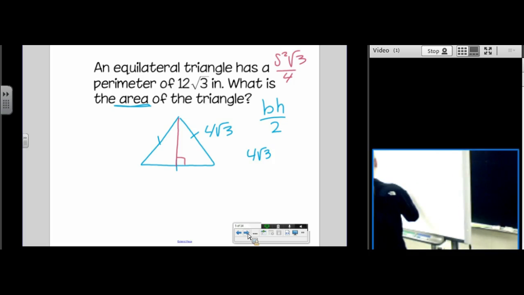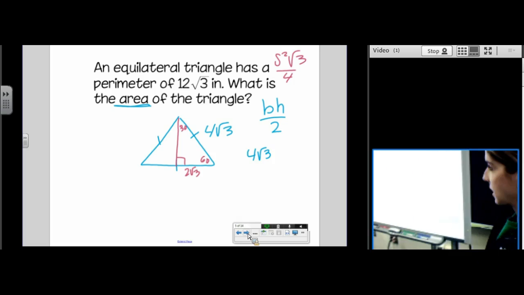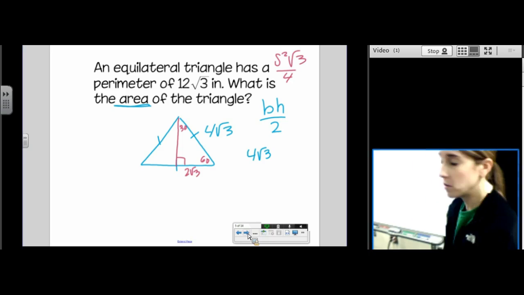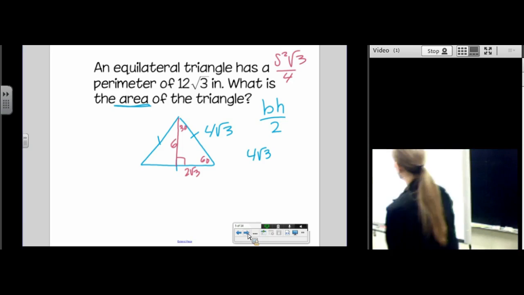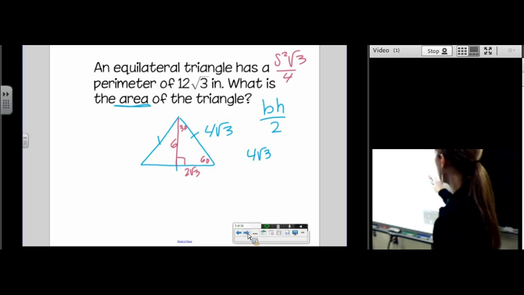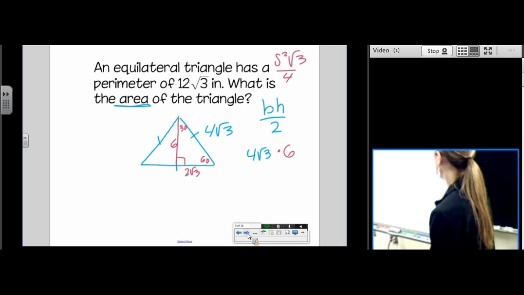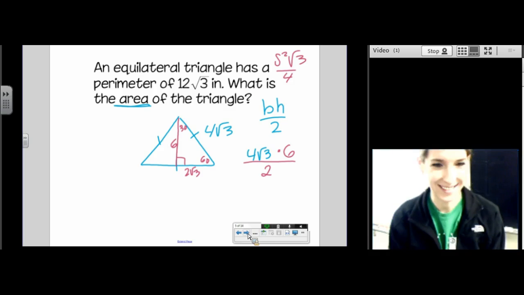So in this 30, 60, 90 triangle, this is 2 root 3. 2 root 3 is across from 30. So what goes across from 60? 2 root 3 root 3. So what? 2 times 3? 6 is our height. Base times height divided by 2. So final answer, 12 root 3. Good job.